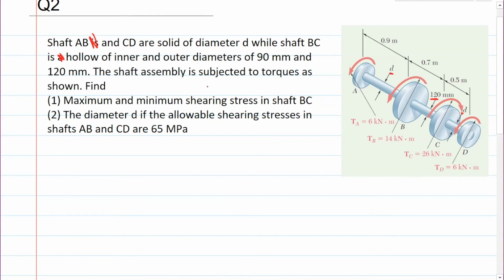The shaft assembly is subject to torques as shown. So different shafts are subject to different torques, as you can see from the figure. Find the maximum and minimum shear stress in shaft BC. So this shaft, you need to find the stress on this shaft here, and the diameter D, if the allowable shear stress in shafts AB and CD is 65 MPa.